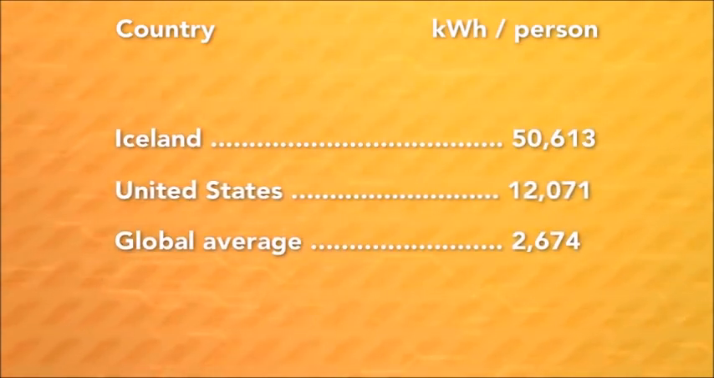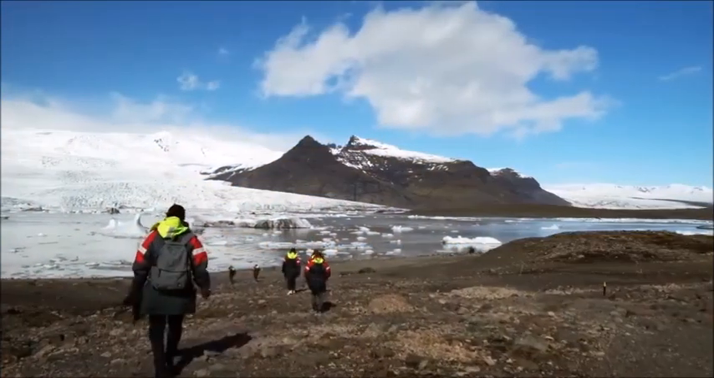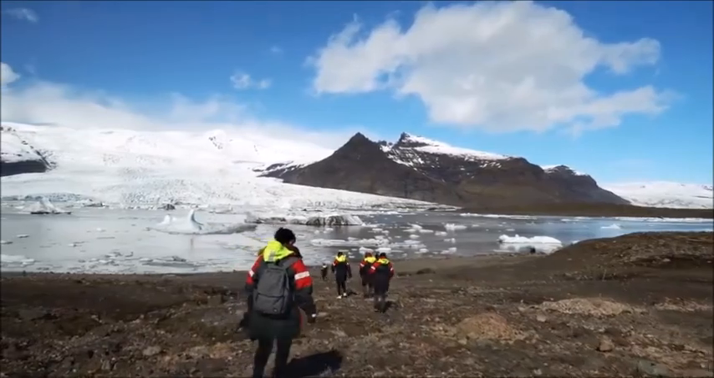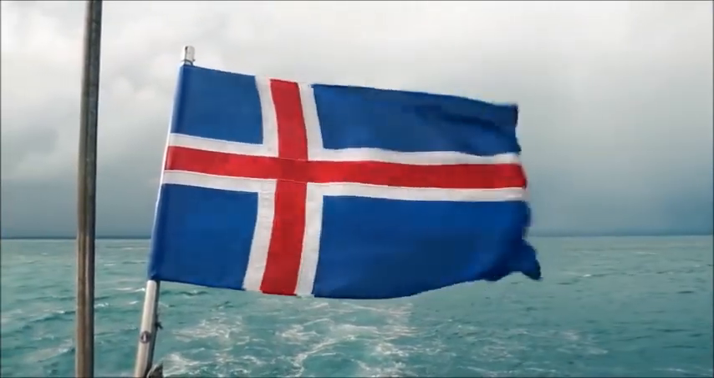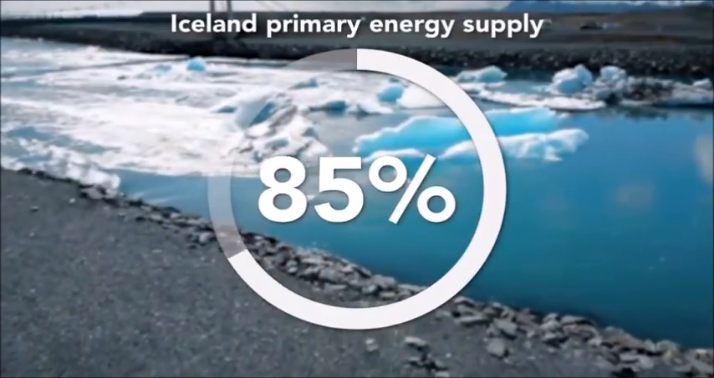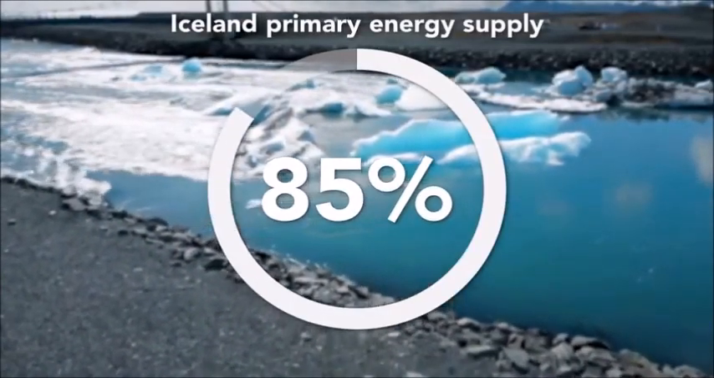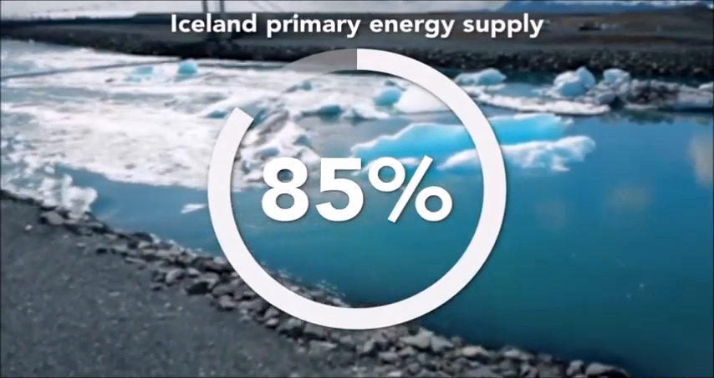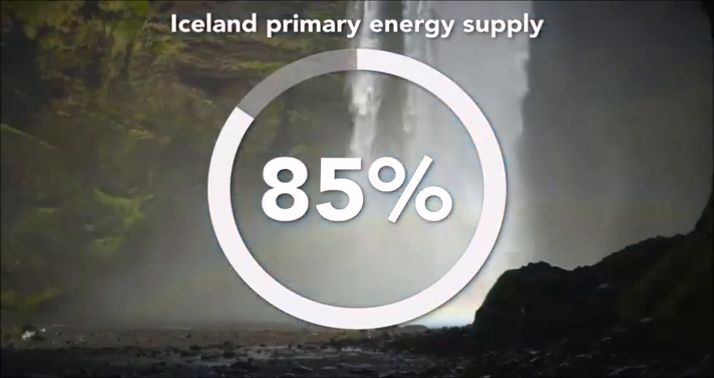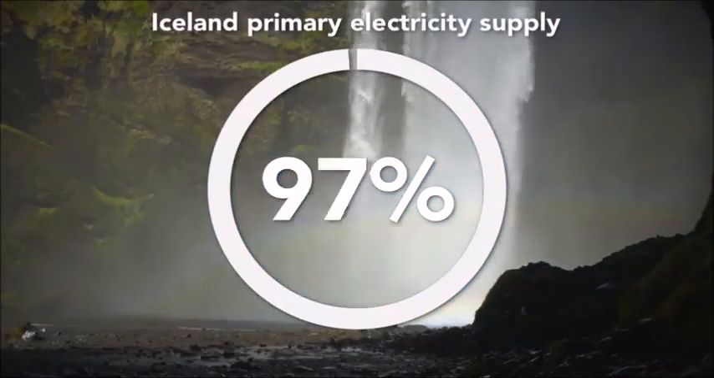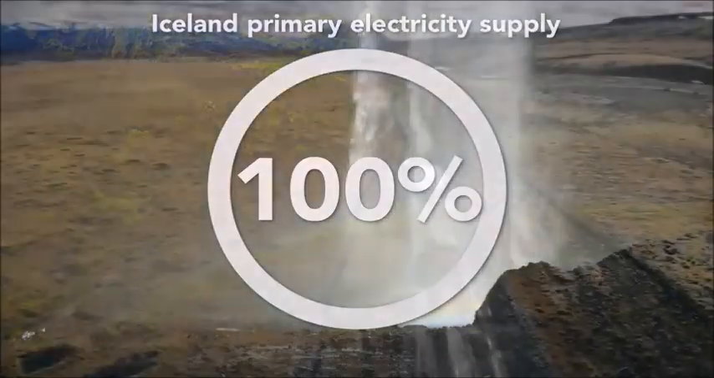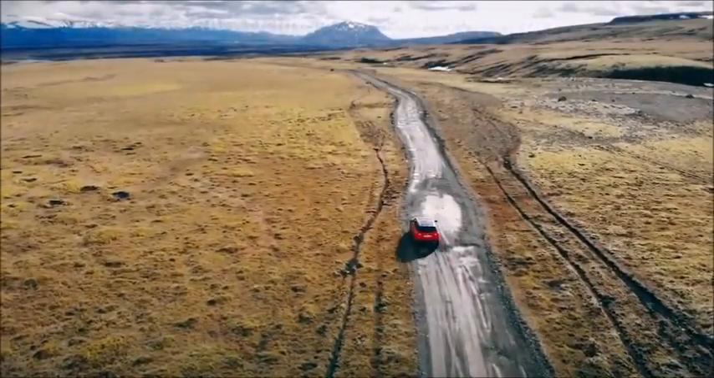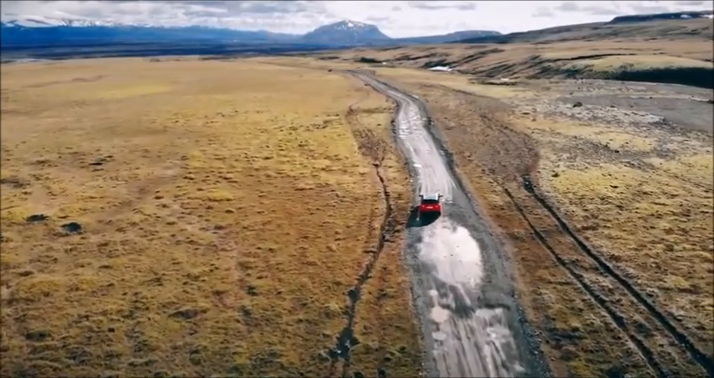is 12,000. Of course, high energy usage isn't necessarily a bad thing, and Iceland actually serves as a model for the right way to produce and consume energy. This is because 85% of the country's energy demand is actually met through renewable resources like hydropower and geothermal energy. But really, nearly 100% of Iceland's electricity comes from these renewable resources, and the only fossil fuel usage comes from things like cars, which aren't so easily converted to electric.